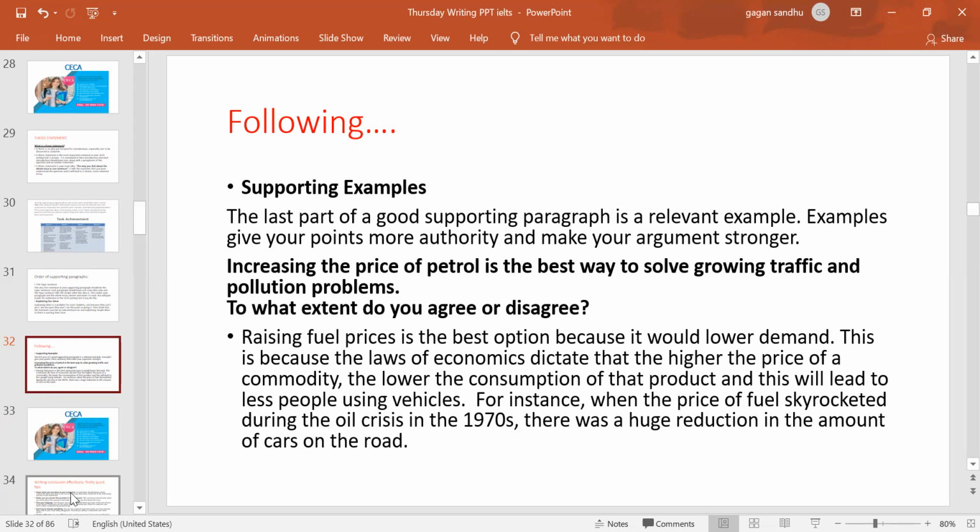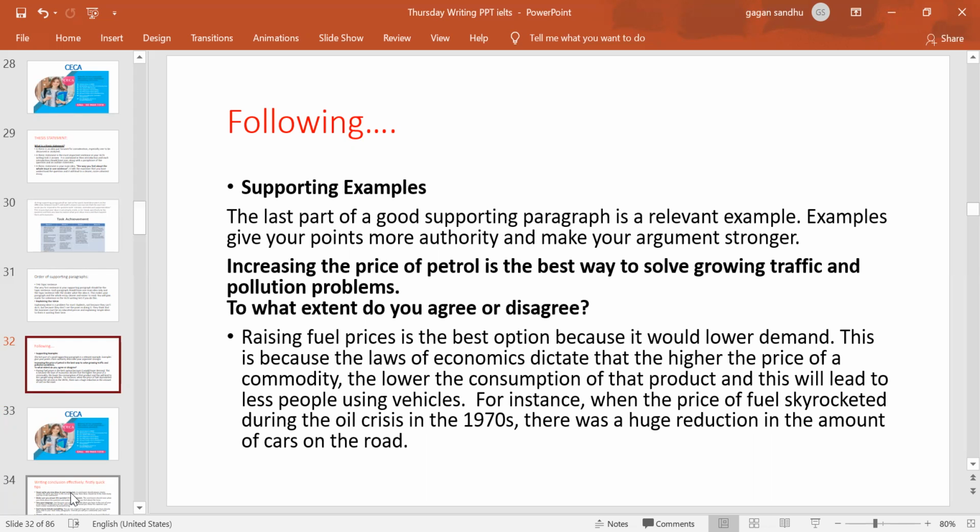Then this is the new essay: Increasing the price of petrol is the best way to solve growing traffic and pollution problems. To what extent do you agree or disagree? Now, I got this statement, and this is an opinion essay again, but I'm not writing an introduction for it because we did that with an example earlier.